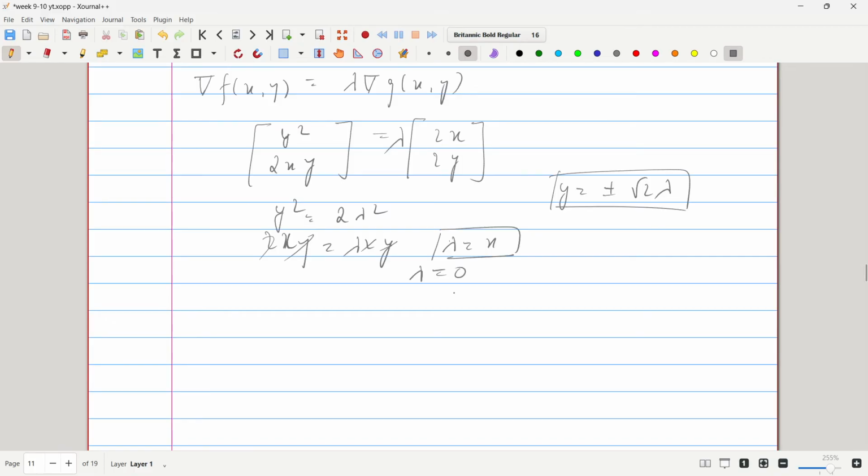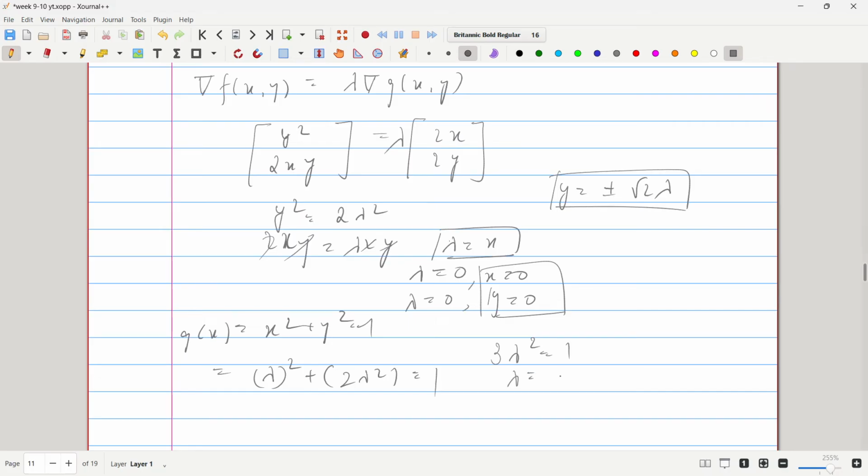See, if lambda is 0, that means x is 0, right? And if lambda is 0, that means y is also 0. And your constraint function was x square plus y square is equal to 1. Put x is equal to lambda, it will be lambda square. Put y is equal to root 2 lambda, it will be 2 lambda square. So 3 lambda square is equal to 1. So lambda will be equal to plus minus 1 by root 3.